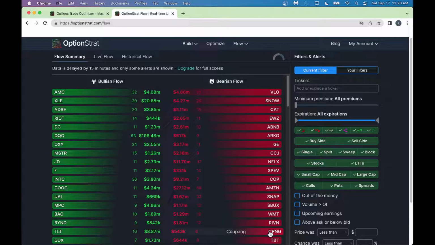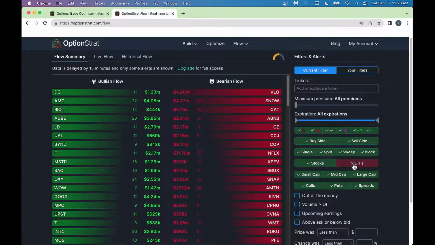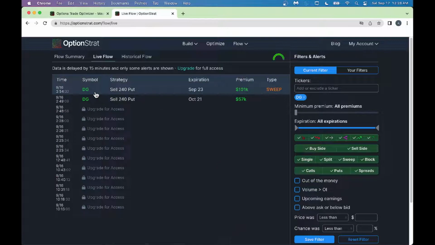And sometimes you might say, you know what, I don't want to see ETFs. You could click on ETF. It will drop the ETFs from the list here. Now you can see all these meme stocks like AMC, RIOT Blockchain on the top here, and you got Dollar General. And if you click on one of these here, it will give you a little more information.